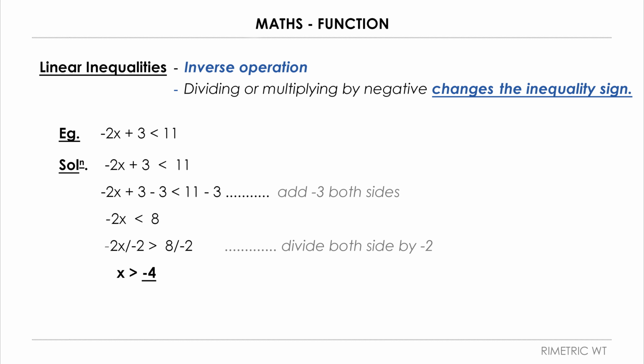Since we get x is greater than negative 4, then our solution will be x is a real number such that x is greater than negative 4. Or we can express it as an interval as such. We used an open interval because negative 4 is not included in the solution. But if it was x greater than or equal to negative 4, then we would have used a closed interval as such.